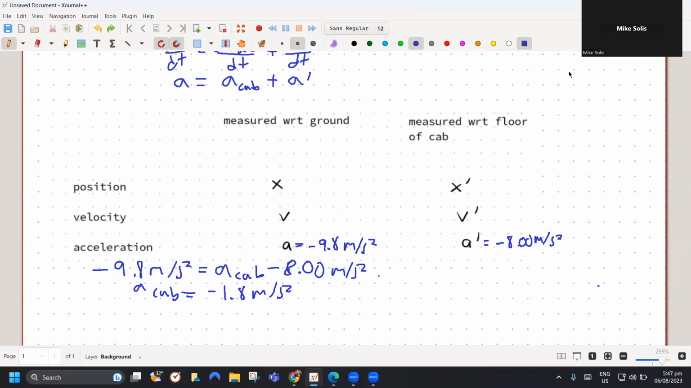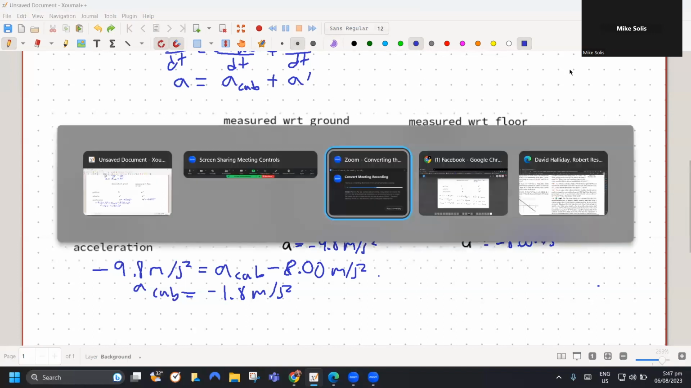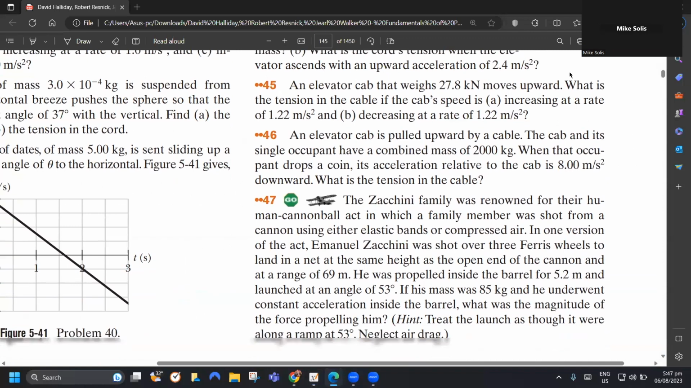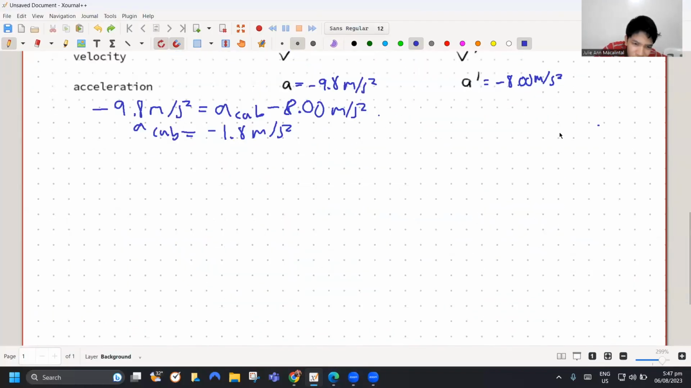So read the rest of the problem, and find what's being asked for. Tension. So, kailangan natin ng free body diagram.